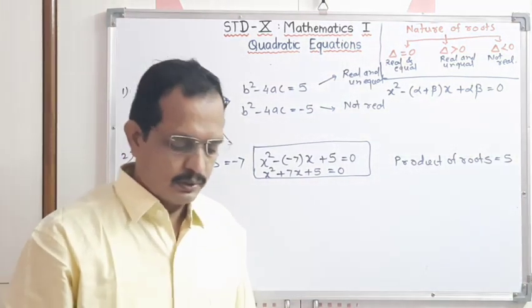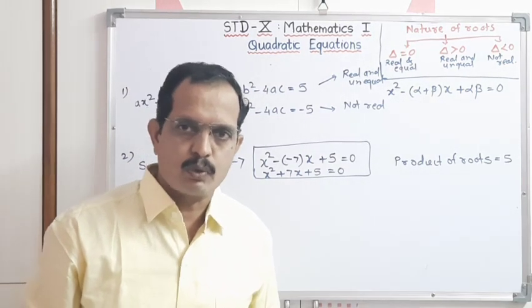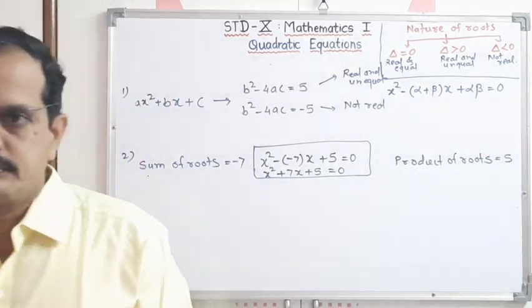Got it? Now the third sum is omitted from this. Now we have to start with the second sum.